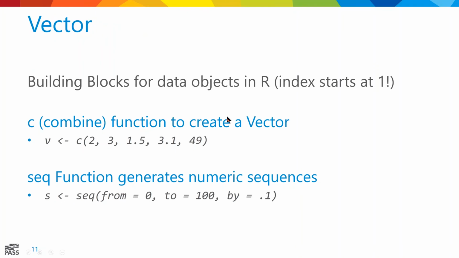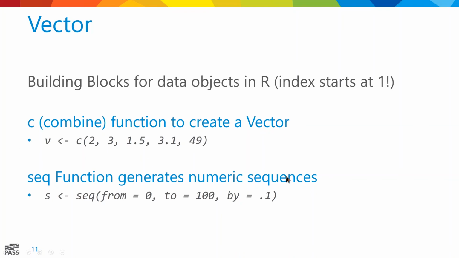One thing to note, unlike other programming languages where an index starts at 0, in R it starts at 1. So this is position 1. In this vector here, I'm using what's called the combine function to create a vector V. This vector will have the values 2, 3, 1.5, 3.1, and 4. This is position 1, position 2, position 3, position 4, position 5. Whereas in other languages, they'll start at 0, 1, 2. I'll show you a little demo of that in a second.